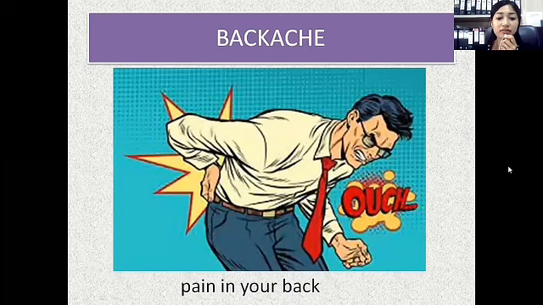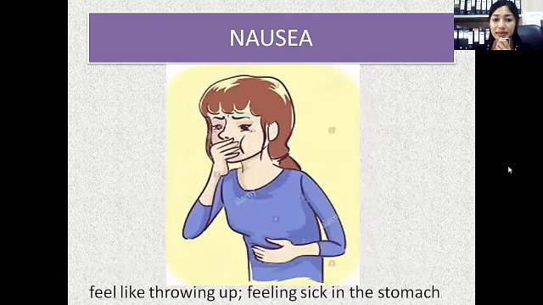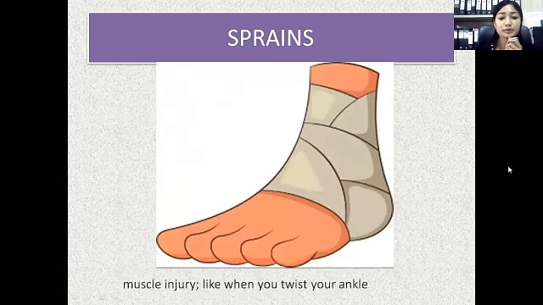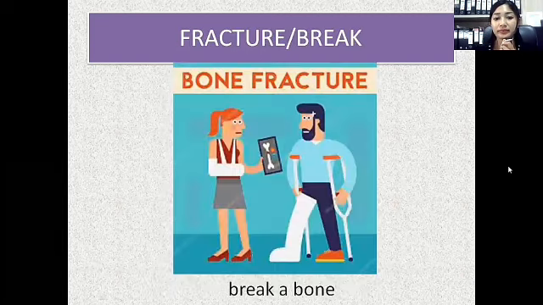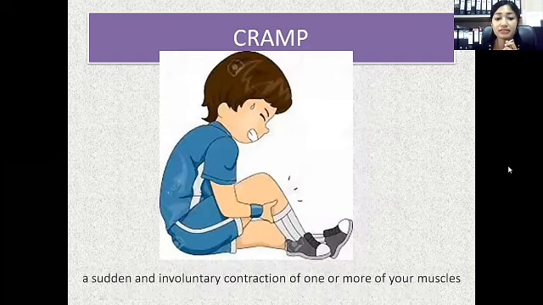And then backache, if you feel pain in your back. Runny nose, if the nose is dripping watery fluid. And then nausea, it seems like you feel like throwing up or feeling sick in the stomach. Sore throat, you will feel pain in the throat. And then sprain is a muscle injury, like when you twist your ankle. And wheezing, you make a wheezing sound when you breathe. Fracture, or a broken bone. And then sweating is a release of salt-based fluid from your sweat glands. Then cramp is a sudden and involuntary contraction of one or more of your muscles.